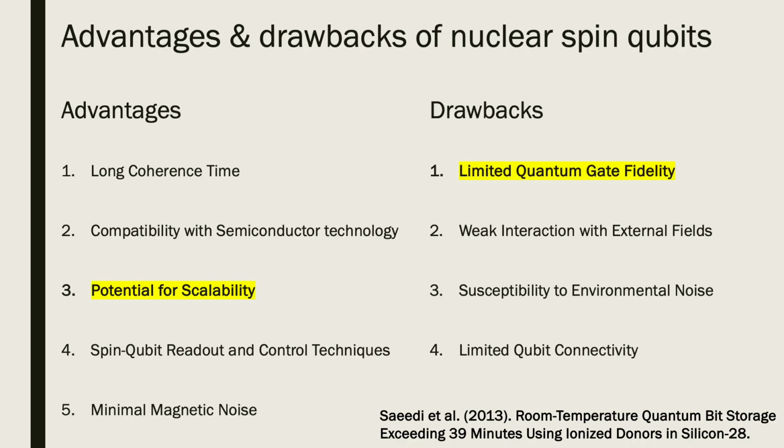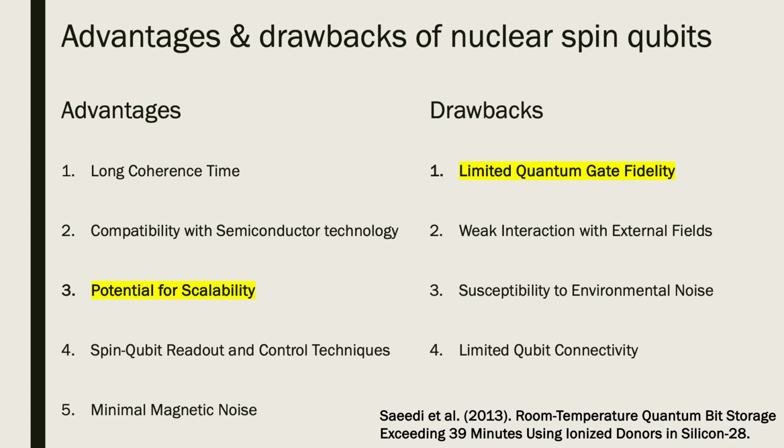To answer the question, we have to look at the advantages and drawbacks of nuclear spins in silicon compared to other qubit implementations. First, nuclear spins in silicon can have long coherence times, which is essential for performing quantum operations without losing information to decoherence. Silicon has a relatively low concentration of nuclear spins compared to other materials, reducing interactions that can cause decoherence and allowing for longer coherence times.